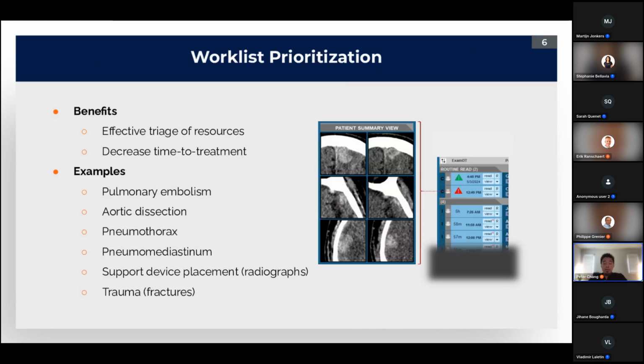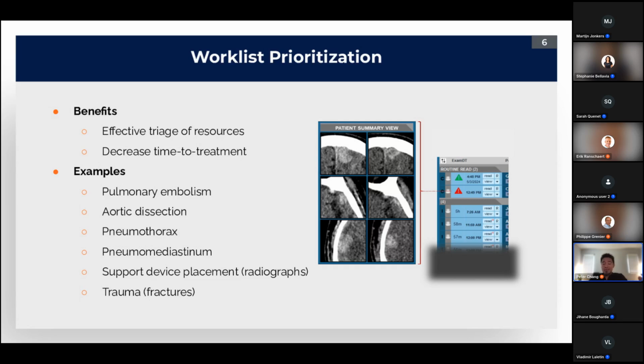In the following few slides, I'm going to highlight key categories and types of tools that we can expect to see, with an overview of both the benefits and the types of applications that are coming into the market. The first and perhaps most popular category of tools is in the realm of work list prioritization.